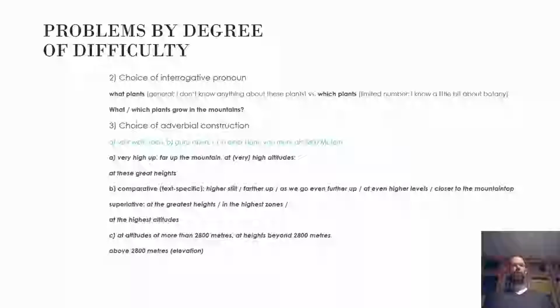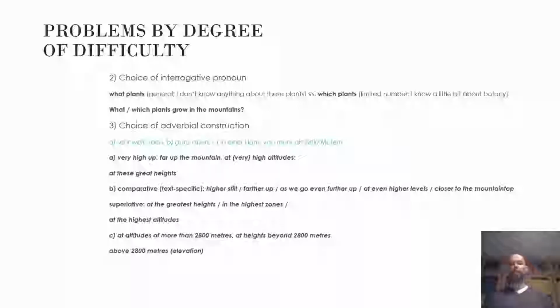We could also say far up the mountain. Very far up the mountain is perhaps not as common, but of course theoretically possible. You can always add very to another adverb or adjective. And of course we could also opt for the slightly more formal term altitude, and we'd have to use the preposition at then and say at very high altitudes.